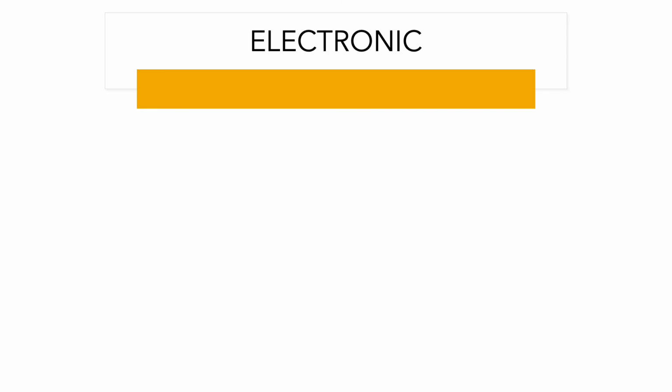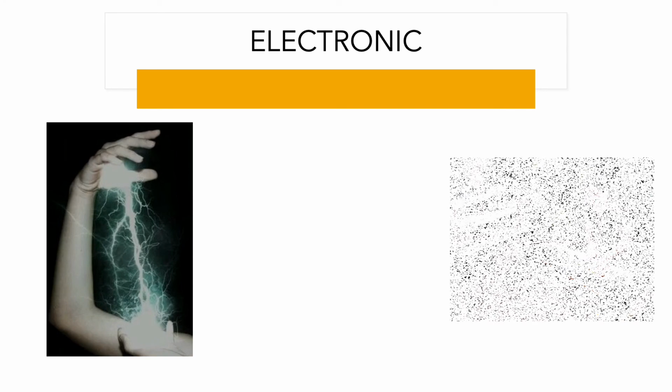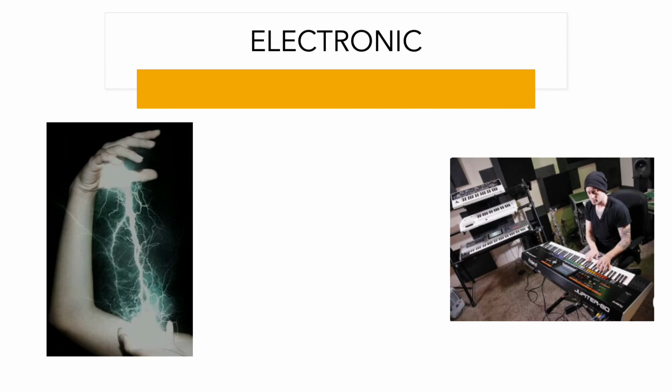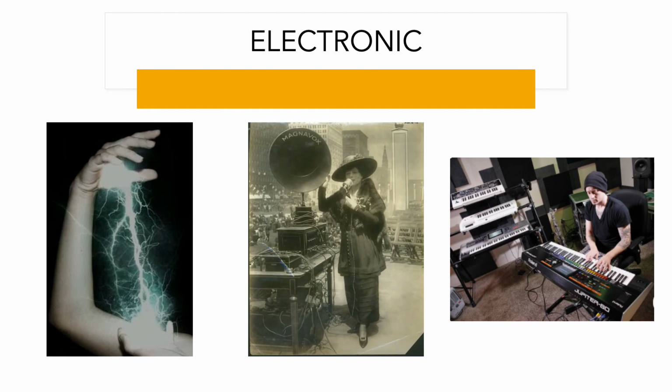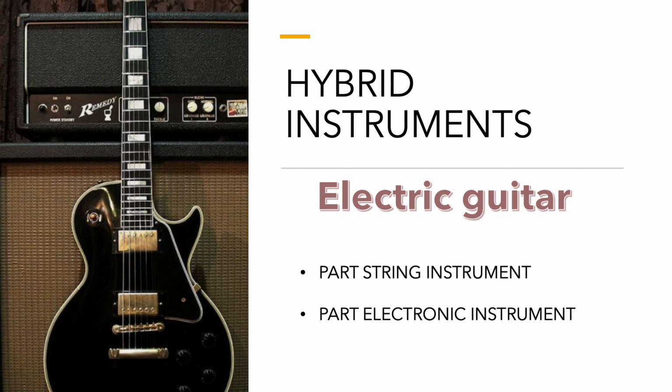Electronic instruments have only been around since electricity has been readily available. They produce sound in an artificial way through the use of electronic amplification. So, no electricity, no sound. Sometimes we can have hybrid instruments, such as the electric guitar, which is partly a string instrument and partly an electronic instrument, in that sound is amplified via electronic means.